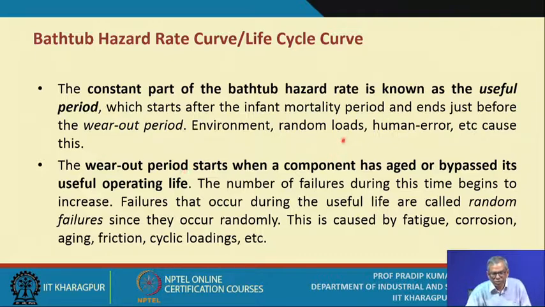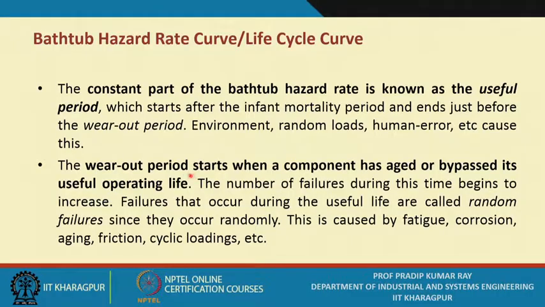Like say the randomness in loading. There could be human error. Is it okay? So human error, unintentional human error, is absolutely a random occurrence. So there could be such causes. These causes do exist in the system. So because of this there will be a failure rate or hazard rate, but it should come down as minimum as possible. That is to be ensured.